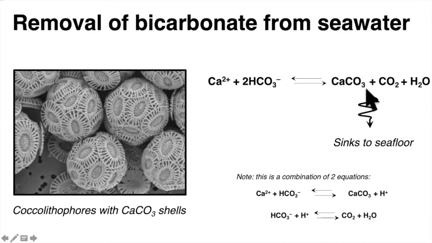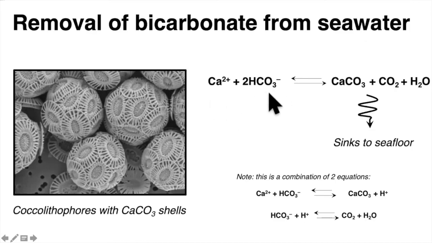And so this is a bit counterintuitive at first, but the production of these calcium carbonate shells removes carbon from the ocean by precipitating calcium carbonate, which can sink to the seafloor. But it can also generate CO2, not bicarbonate, CO2, that can then exchange with the atmosphere again. So this is how the ocean loses carbon.